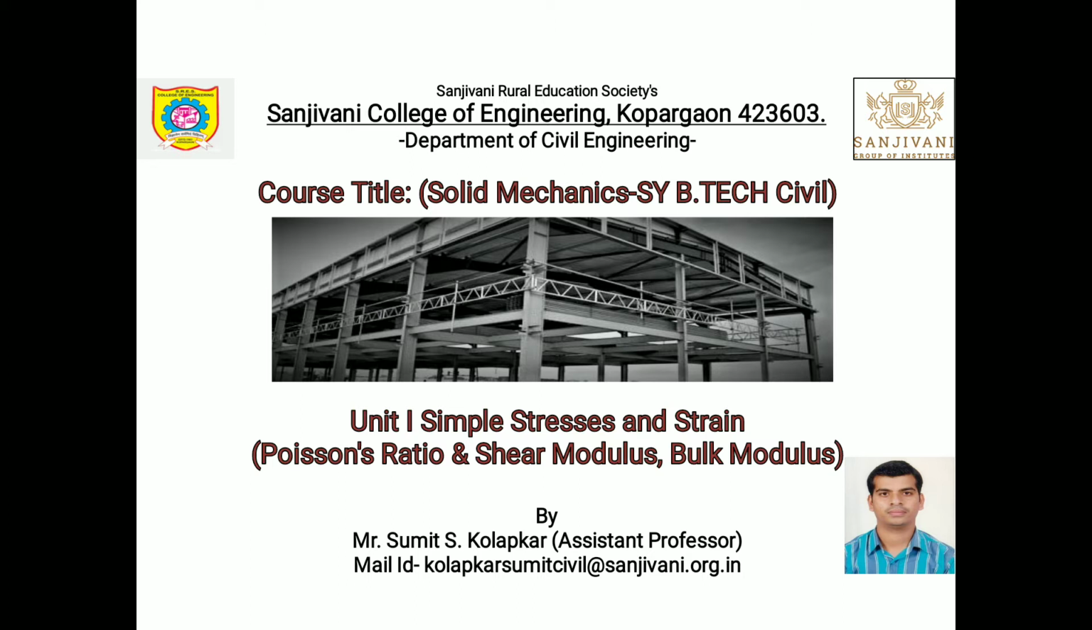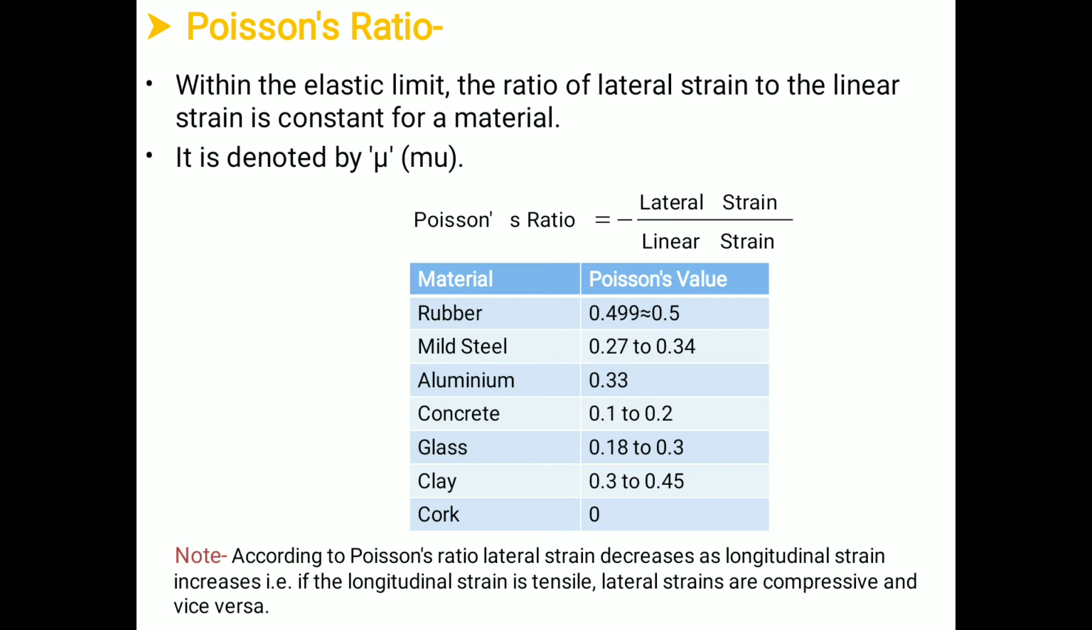In today's lecture, we are going to discuss Poisson's ratio, shear modulus and bulk modulus. First of all, we will discuss Poisson's ratio. Poisson's ratio is denoted by the letter mu. This is the symbol for mu. Now, what is Poisson's ratio?